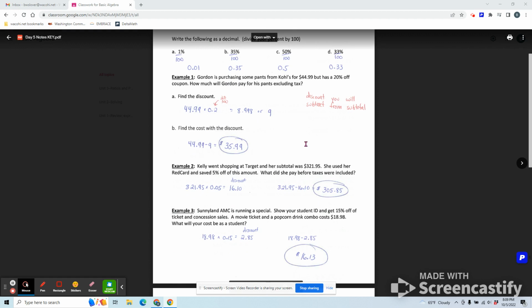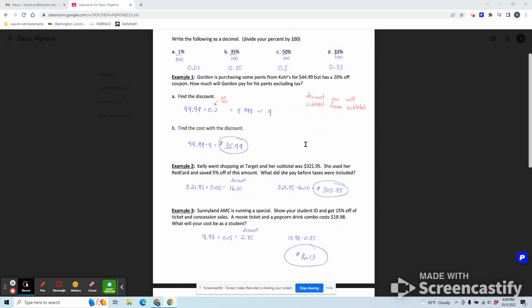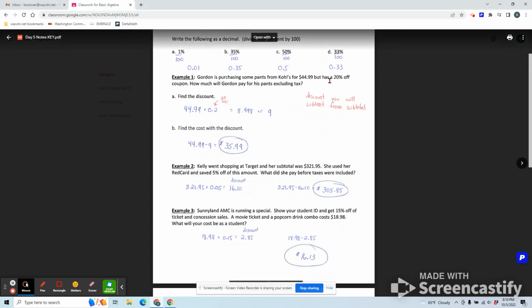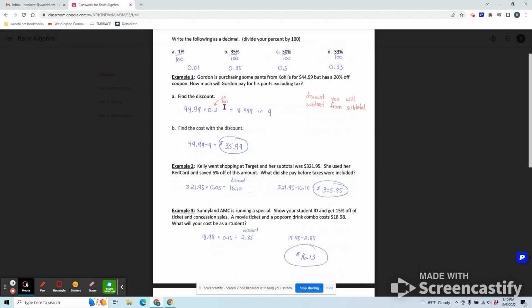Gordon is purchasing some pants from Kohl's. He has a 20% off coupon. How much will he have to pay, excluding tax? So first we have to find the discount. And right here in red, I told you how we are going from 20% to 0.2. We're taking the percent, dividing by 100, and that's what we're going to multiply our amount by. So that's going to give us 8.998 or $9. So our discount's going to be $9.